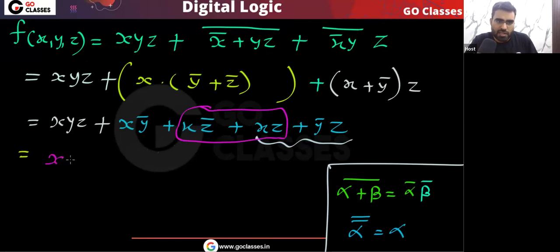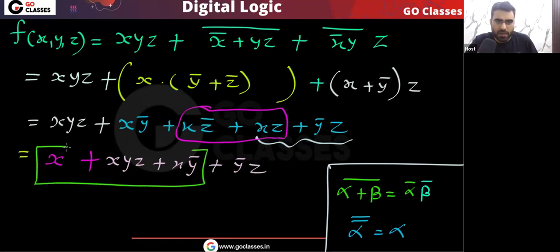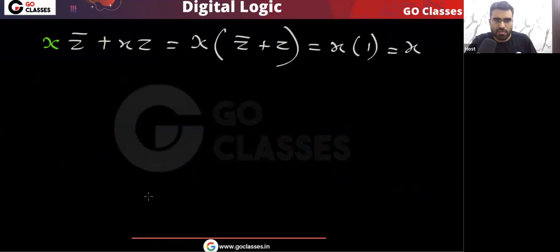Now, this I'm writing here: x, or we have xyz, we have xy bar, we have y bar z. Now you can apply the absorption property on this expression, because you can see here you have x. We have x here, x here, x here. So you can apply the absorption law, and when you apply it, you will basically get x, and you have y bar z. So this will be your final answer. Remember, we have absorption law.